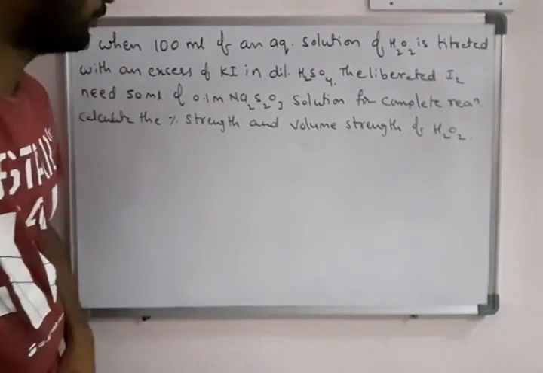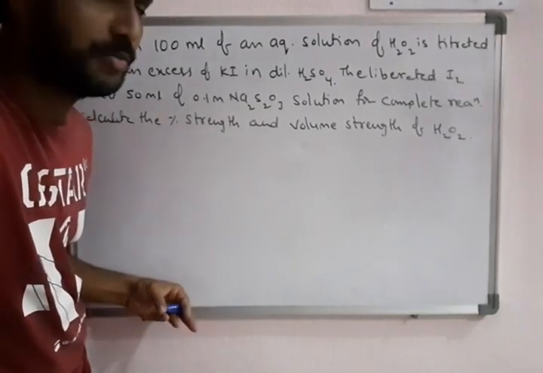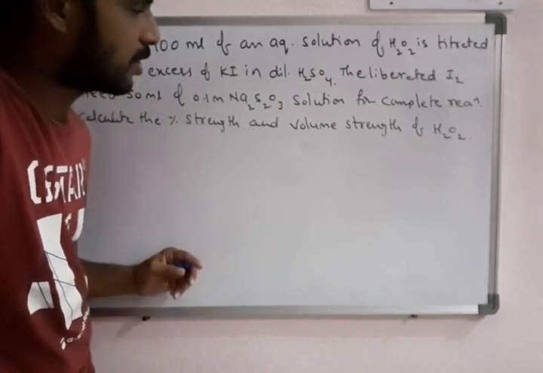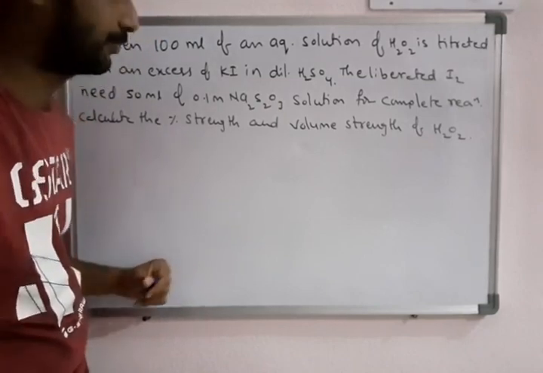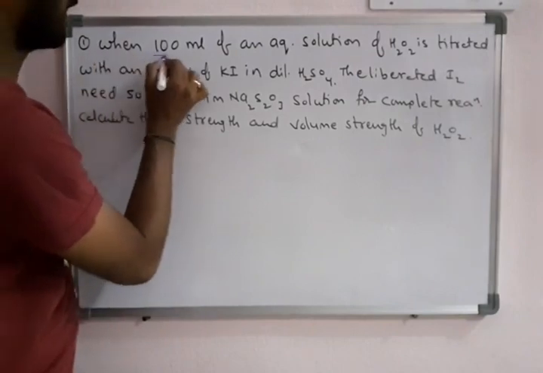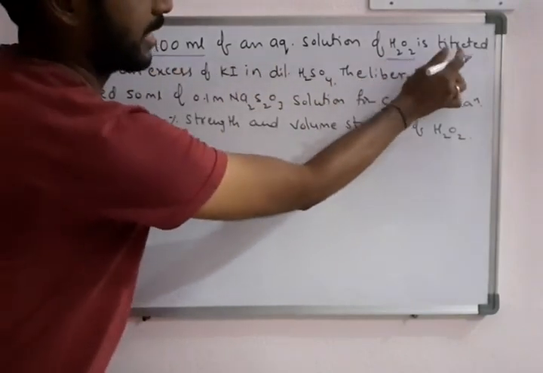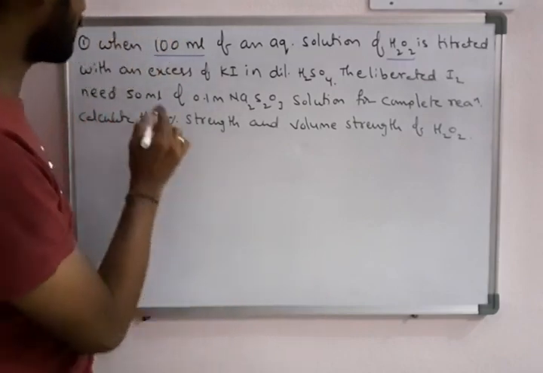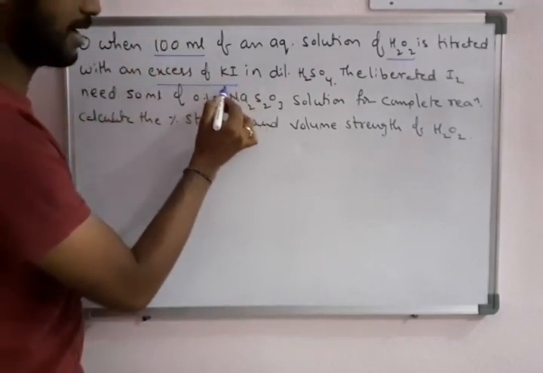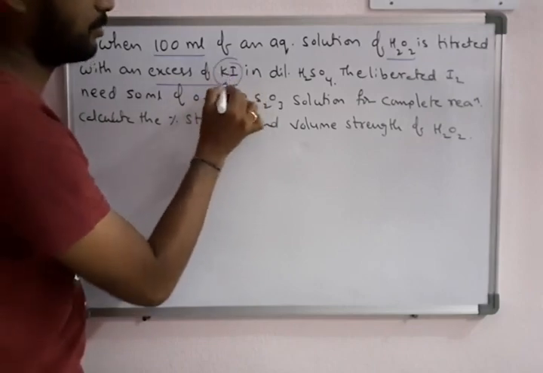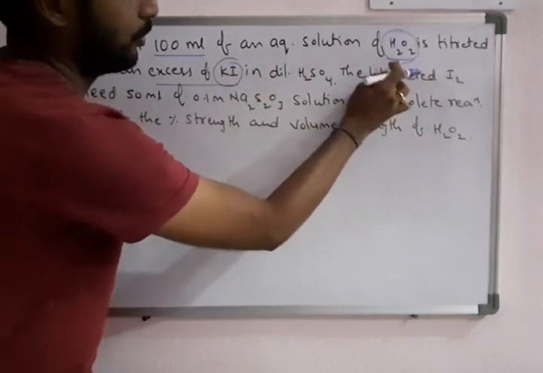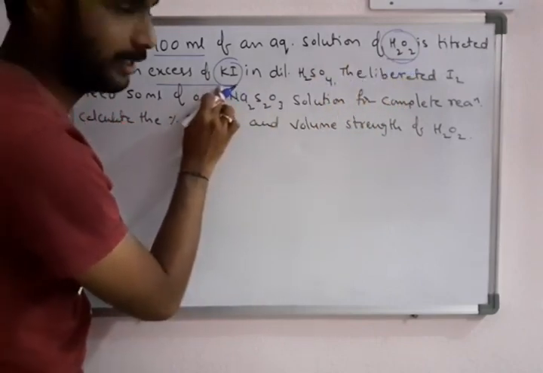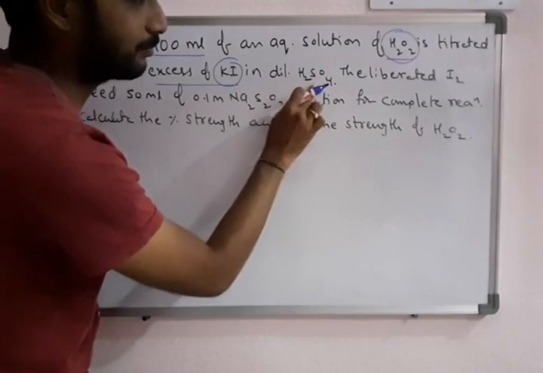Okay, see the problem. It is based on the volume strength of hydrogen peroxide, and also on the concept of milli equivalents. Here, 100 milliliters of hydrogen peroxide is titrated. Titrated means nothing but an adding process, which is added to excess potassium iodide, meaning it is reacted with potassium iodide, where the hydrogen peroxide oxidizes the potassium iodide into iodine in acidic medium.